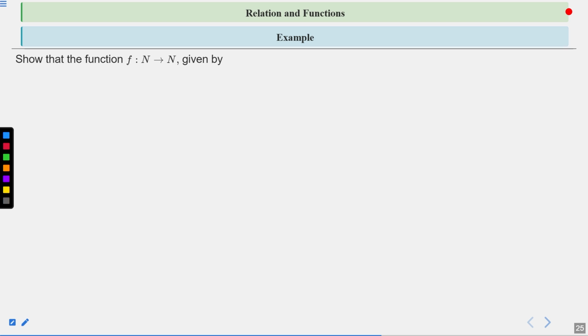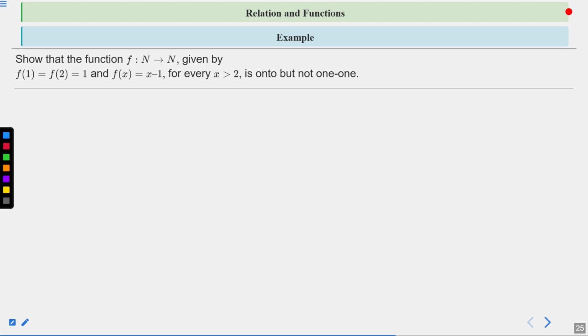Another example, function from N to N. Domain is N, codomain is also N. Then given by f(1) is 1, f(2) is 1 and f(x) is x minus 1 for x greater than 2. So the function is defined in this manner.